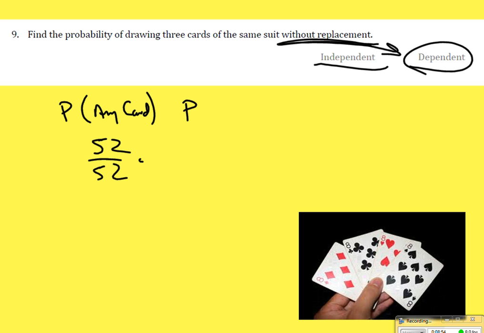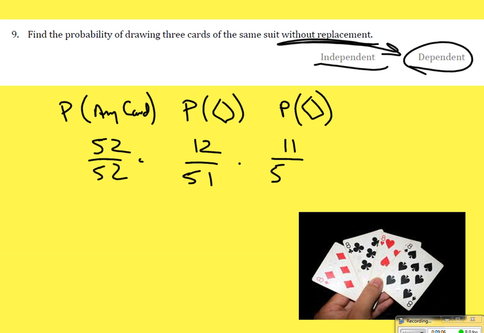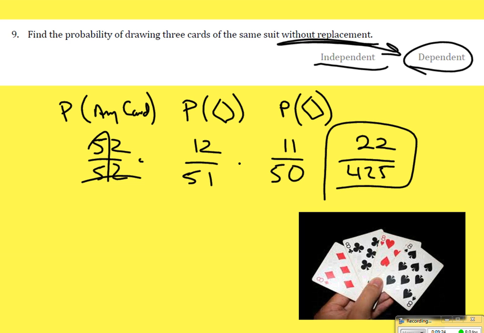Then once I do that, say I draw a diamond, now I've got to draw 2 more diamonds. Well, there's 12 diamonds left out of 51 cards, and then there's 11 diamonds left out of 50 cards. So this is a great big giant 1. So that's going to be 22 out of 425. Simplified. Try to simplify your answers. It's a lot nicer when you do that.